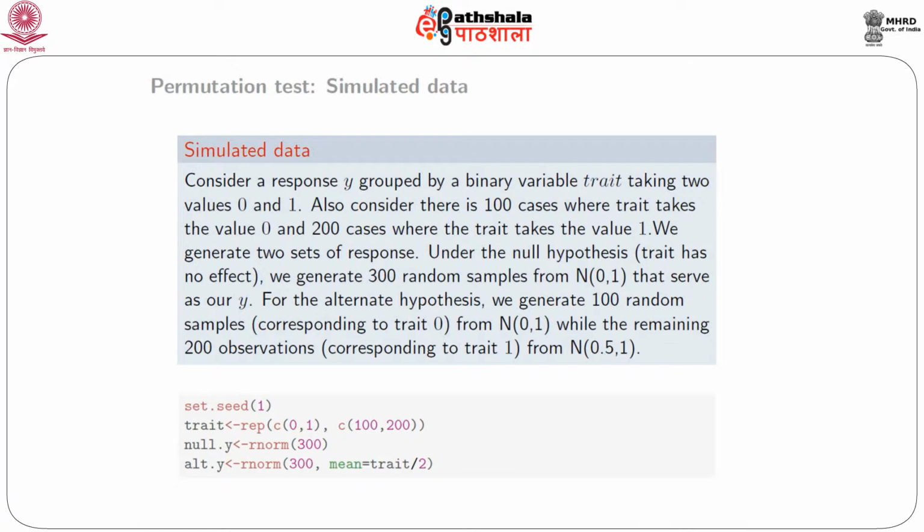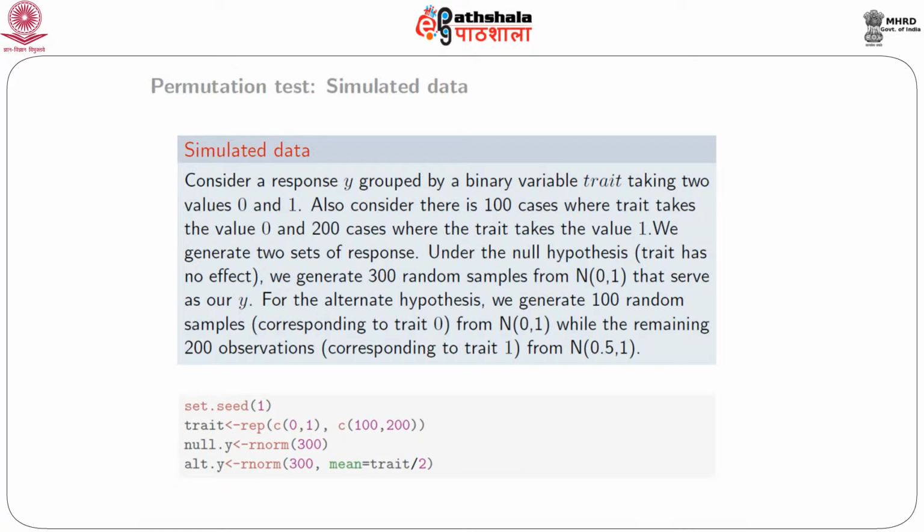Now, suppose y is our response and we generate y from a normal 0, 1. So, we take 300 random normal variables from N(0,1) and null.y is rnorm(300). Under the alternative hypothesis, we also generate a response which is alt.y, and that's generated from rnorm, but this time the mean is taken to be trait/2. So, for the first 100 cases the mean is 0, while for the next 200 cases the mean is half or 0.5.